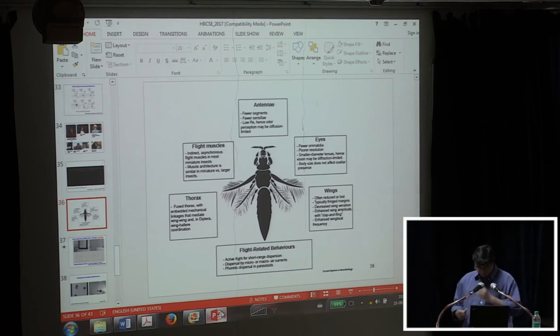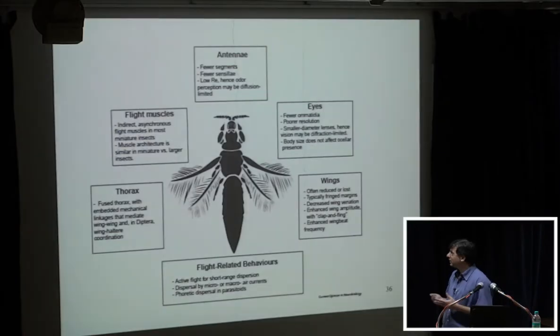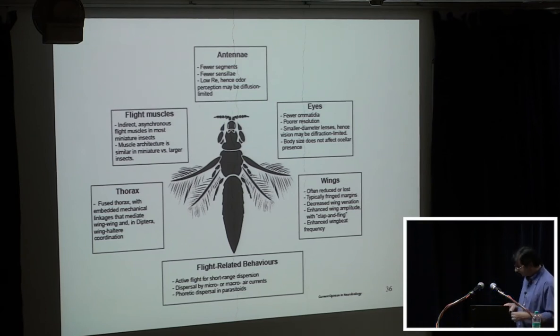So I want to summarize just a little bit about the features of miniature insects. In general, you have antennae with fewer segments, they have fewer sensillae, and they are operating at a lower Reynolds number, so they perceive the air as being much more viscous than we do, and so their odor perception may be diffusion limited. This is a rather important point that I can't elaborate on right now.